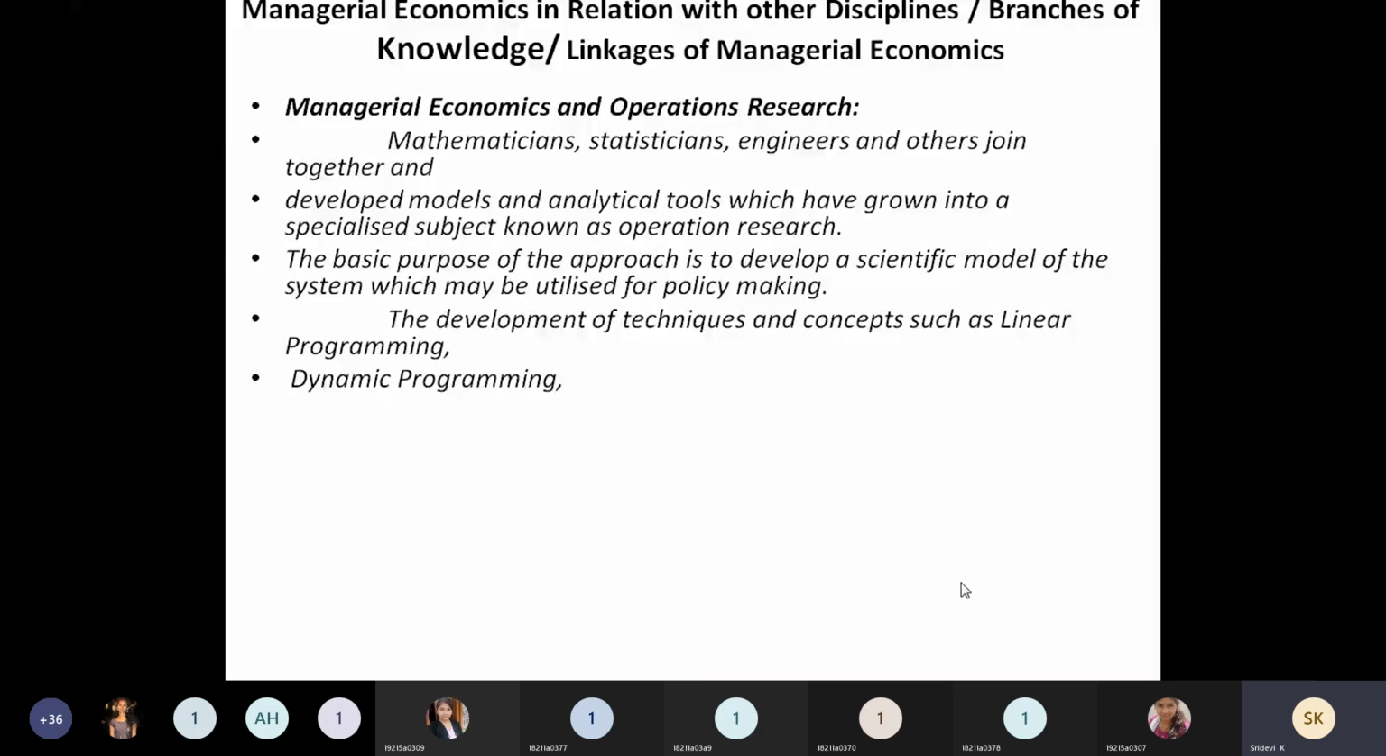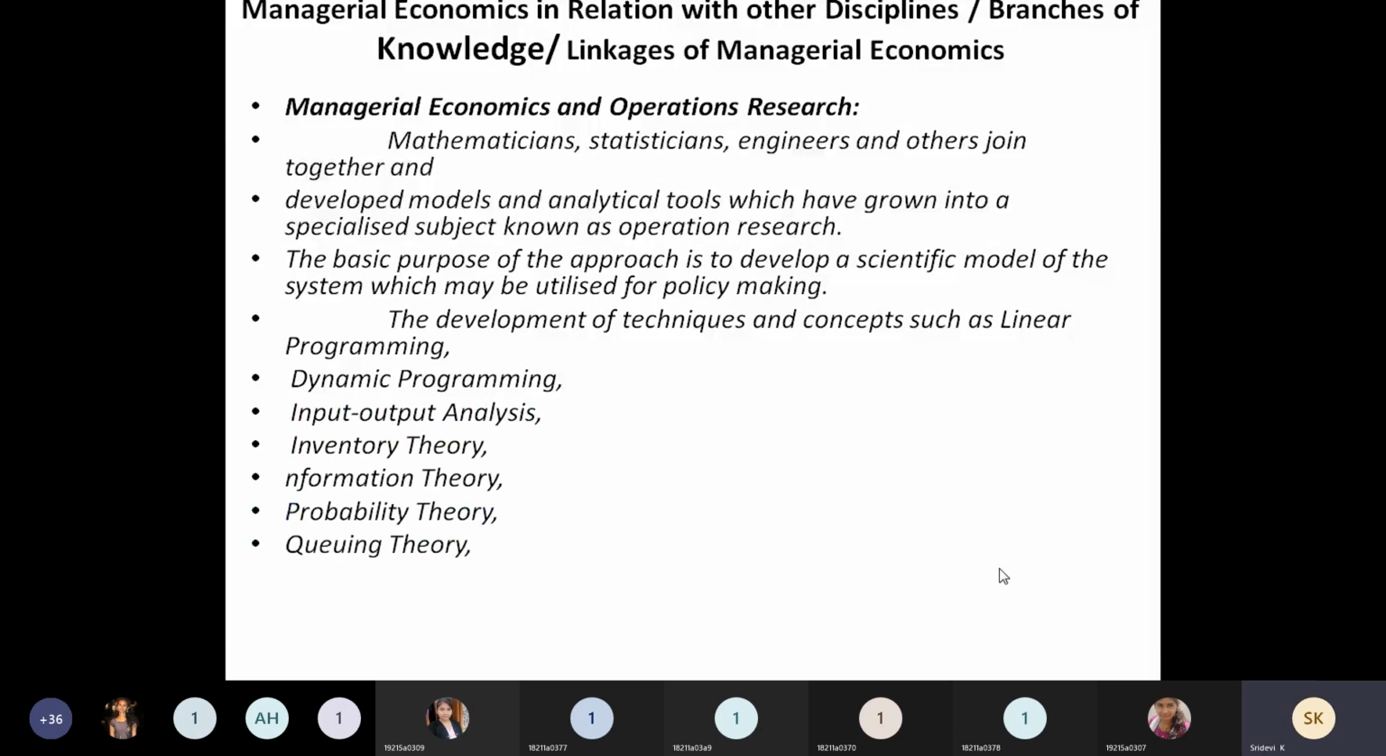You can take operations research techniques like linear programming, dynamic programming, input-output analysis, inventory theory, information theory, probability theory, team theory, game theory. All these are the different theories where you can apply operations research. Already you might have learned about operations research, because for mechanical students this will be available in the subject we are going to discuss.